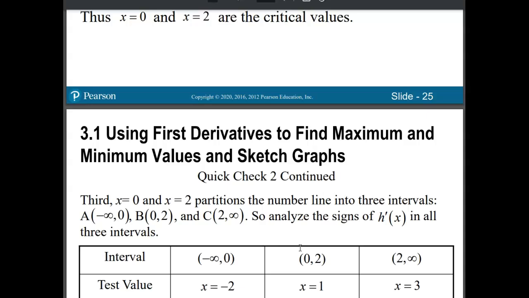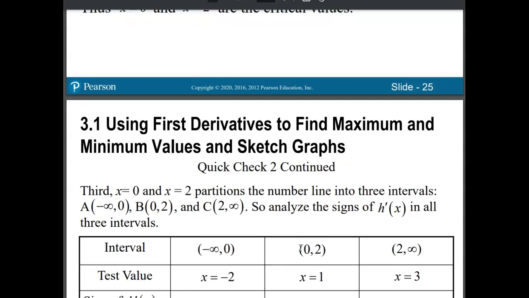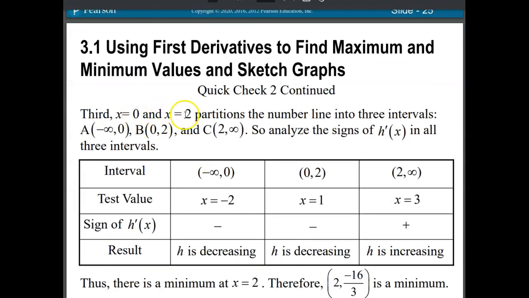All right, so now we go to our chart. 0 and 2 will partition your number line into 3 spaces: the space on the left of 0, from negative infinity to 0, the space in between, from 0 to 2, and then the space on the other side of 2, from 2 to infinity.